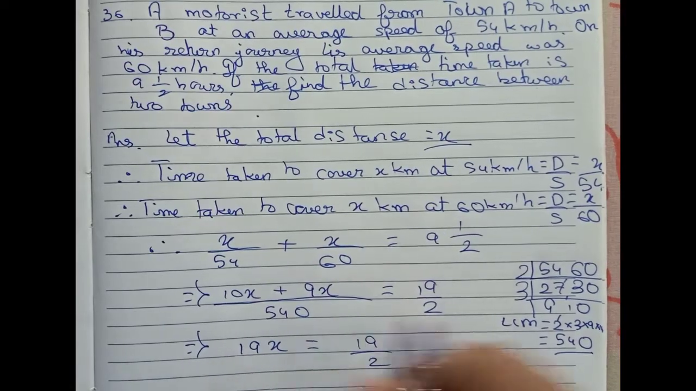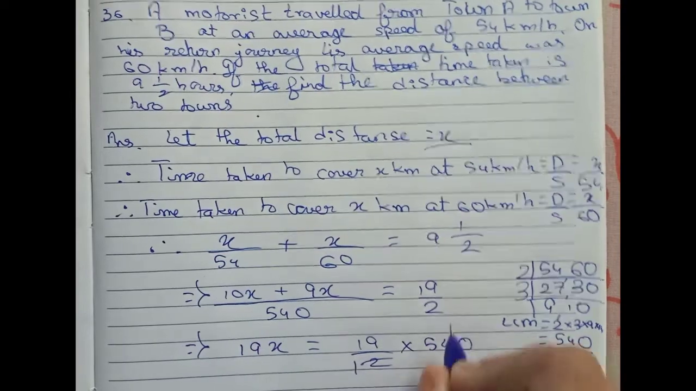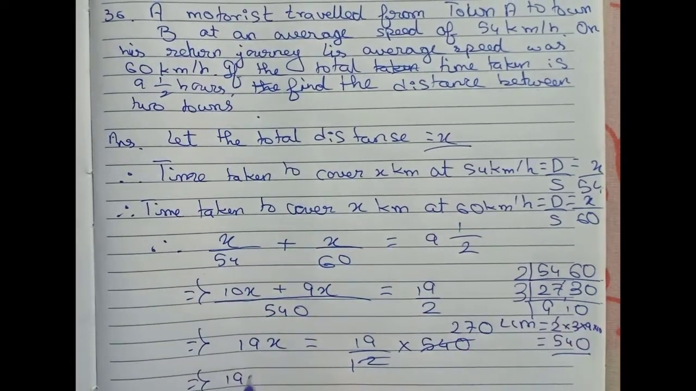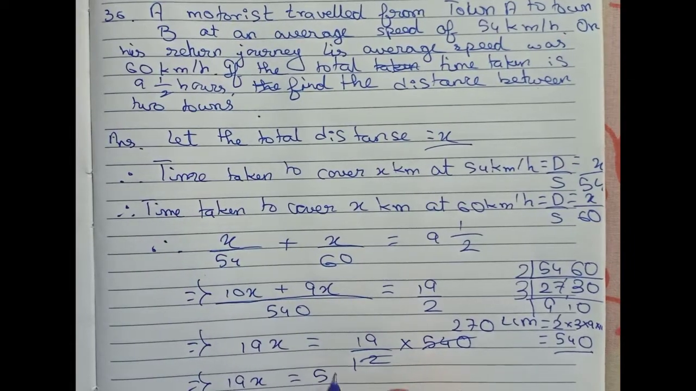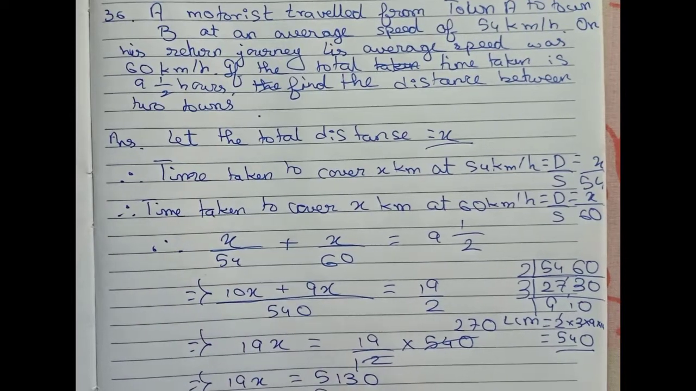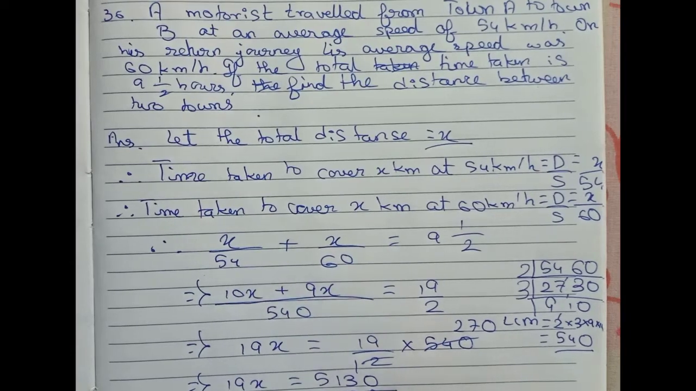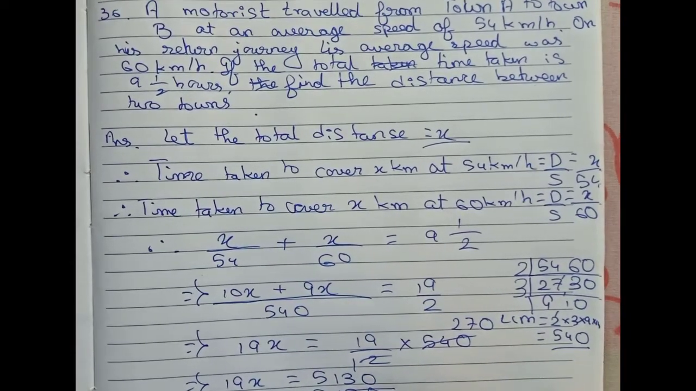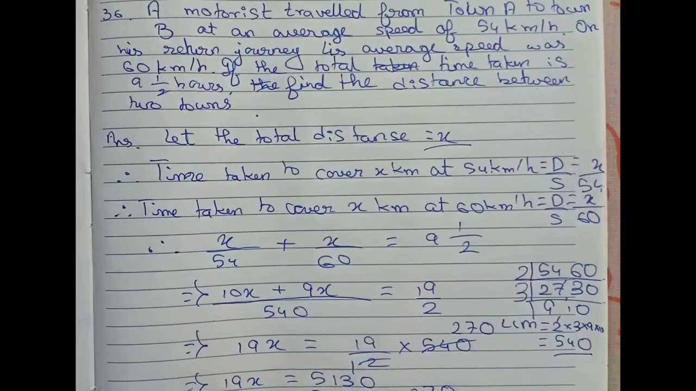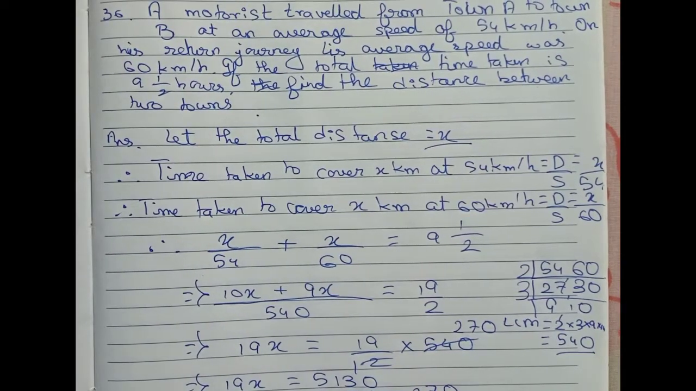We take 540 to this side, so it goes for multiplication. Now I cancel 2 and 540, that is 9 into 270. So 19x equals 5130, x equals 5130 by 19. Now 5130 divided by 19 becomes 270. So x equals 270. So it is our final answer.